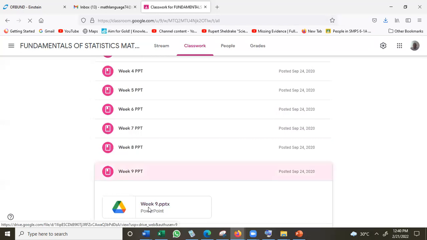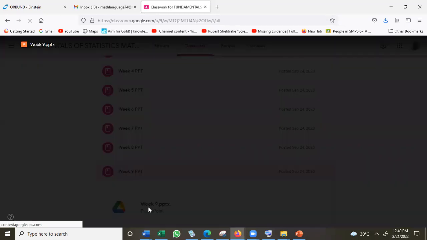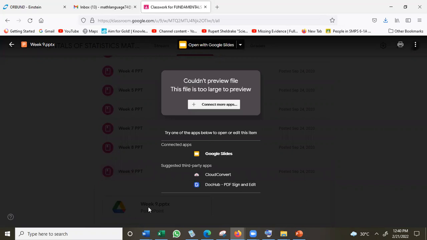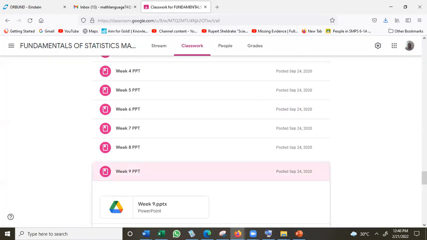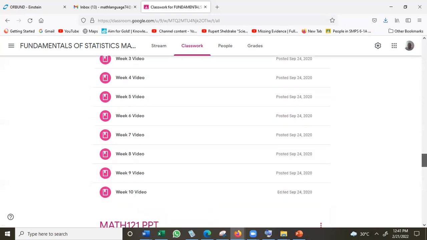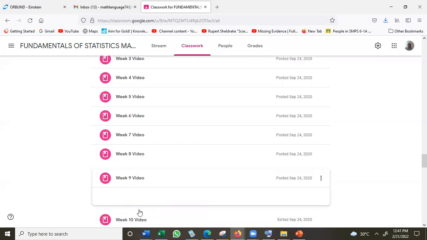If you click on the PowerPoint, you'll get a PowerPoint presentation on the same week 9, page 1. It doesn't want to preview, so we just open it. It says too large to preview, so we don't have much time for the preview, so let's just go to the video. Okay, these recordings, these videos, are there prior to the ones that you are getting now. Please take that in mind.